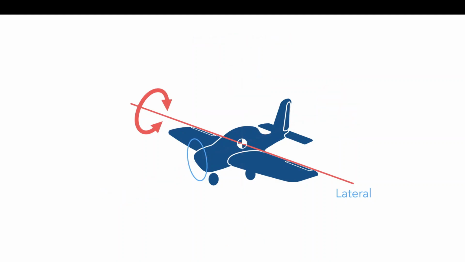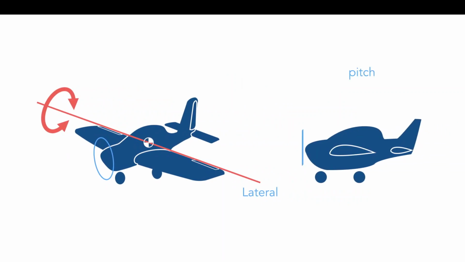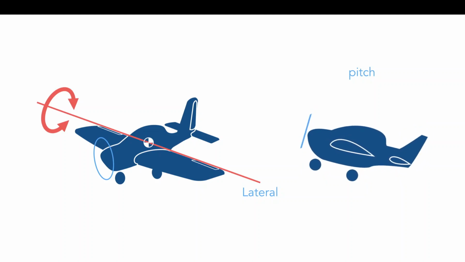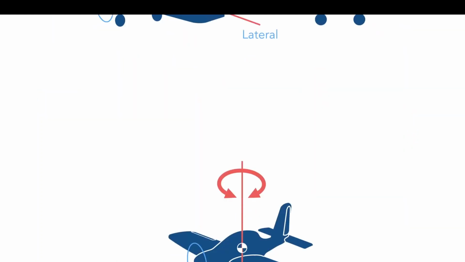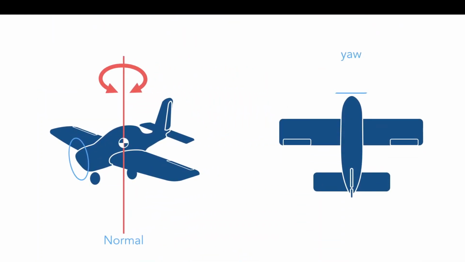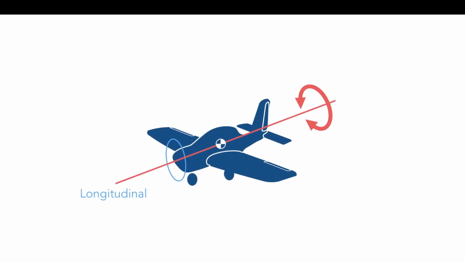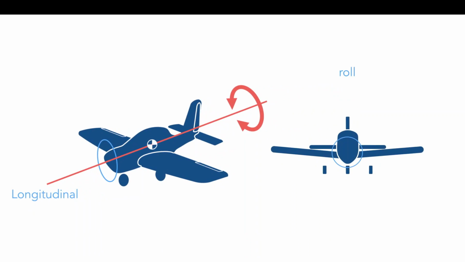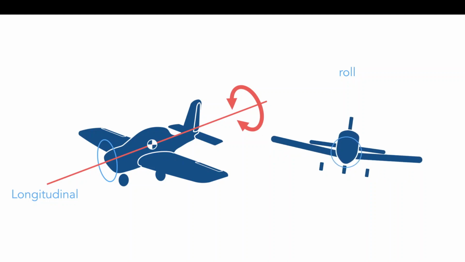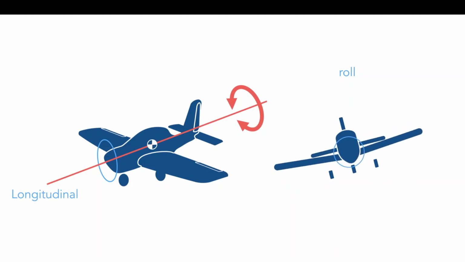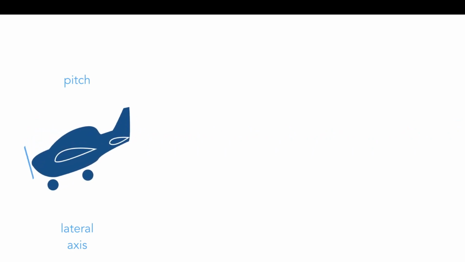Let's look at each individually. The rotation about the lateral axis is called pitch. This movement changes the vertical direction of the aircraft's nose. The rotation about the normal axis is called yaw. This is the movement of the nose of the aircraft from side to side. The rotation about the longitudinal axis is called roll. This is the movement of the aircraft's wings. One wing goes up, the opposite wing goes down. So in summary, these are the 3 principal axes of movement.